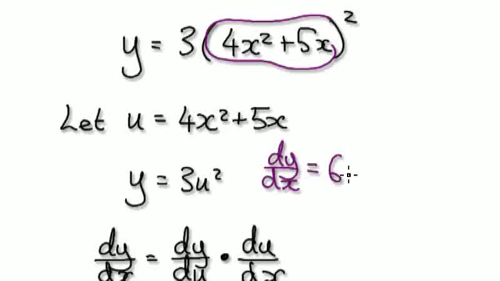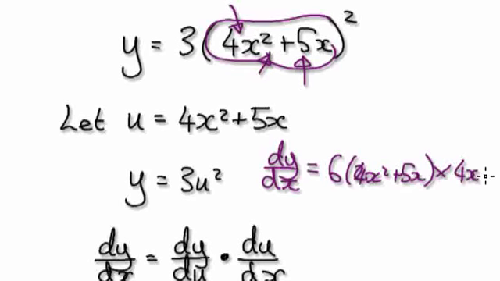Okay, so that would be 6, the thing intact, the bubble intact, 4x squared plus 5x, and then, oh yeah, this one here, and then times it by the differential of the bubble here. So that would be this here.